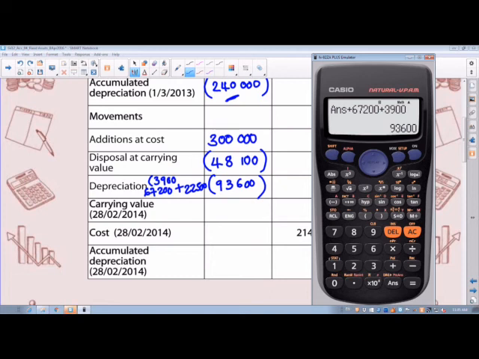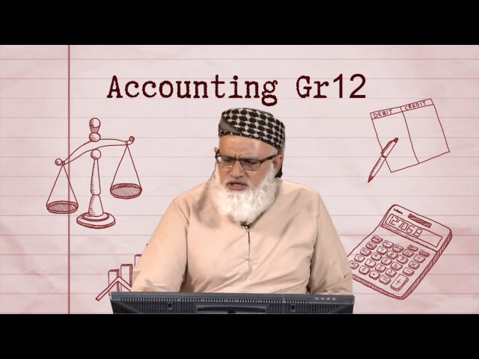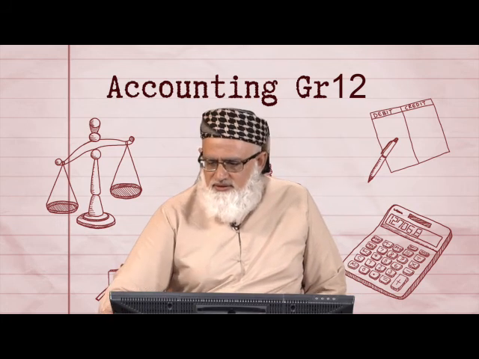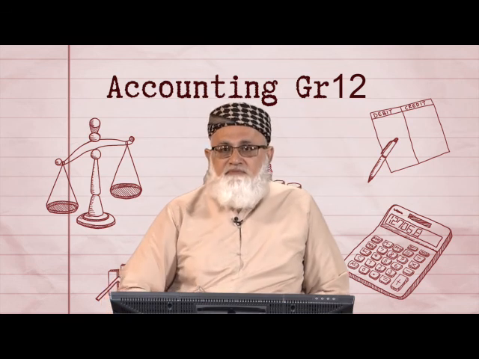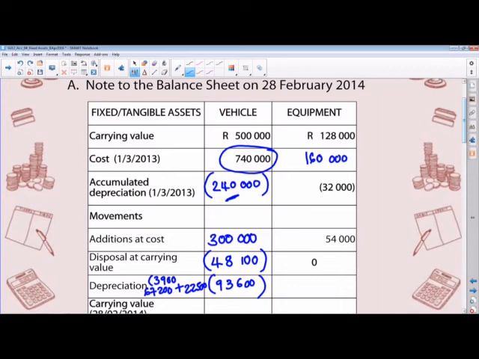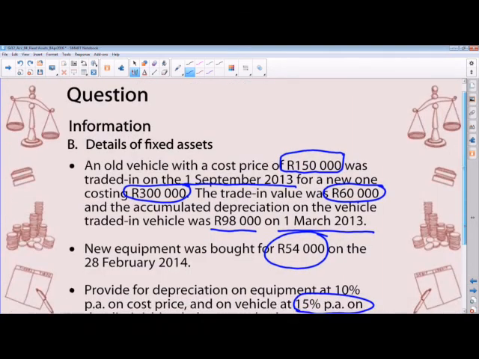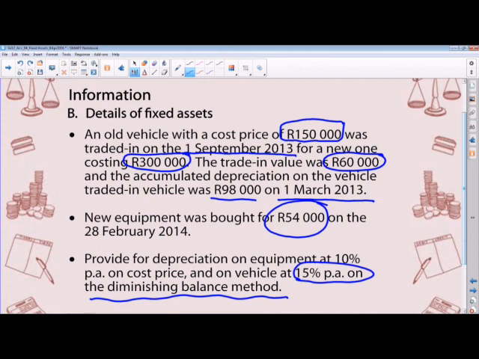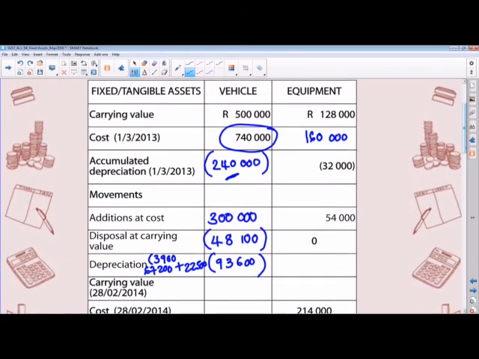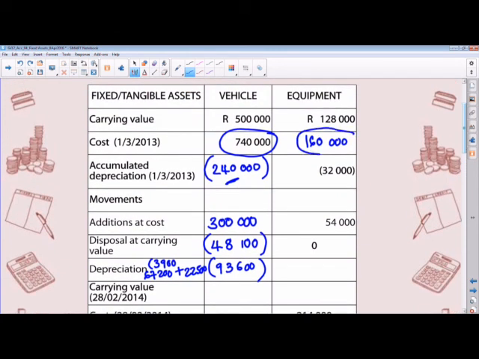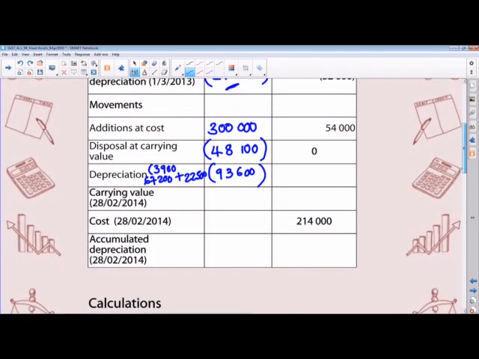Clearly you can see all the components that were necessary to arrive at my value of 93,600. Okay, now let's look at my equipment. Remember, with equipment, we were using depreciation at 10% per annum on cost. So immediately we go to our equipment. The cost price of my equipment is 160,000. So immediately I say, let's work out on the old first.